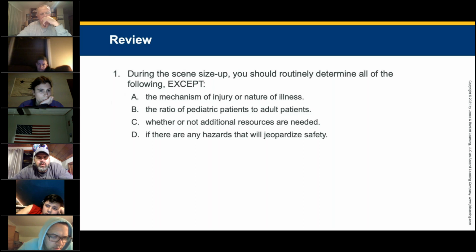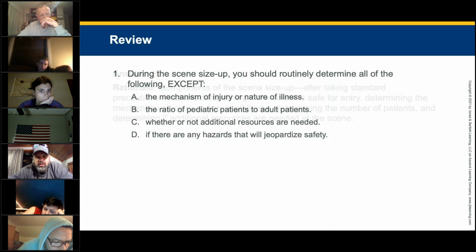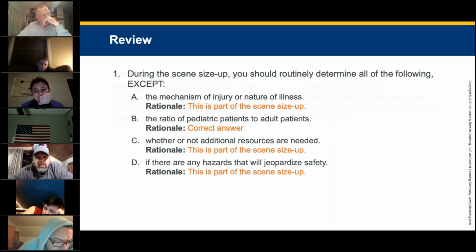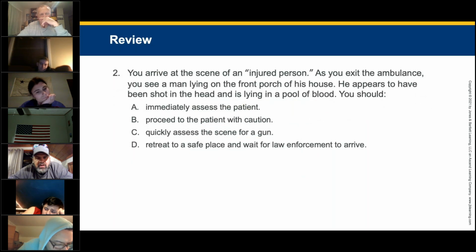All right, very good. B. You arrive at the scene of an injured person. As you exit the ambulance, you see a man laying on the front porch of his house. He appears to have been shot in the head and is lying in a pool of blood. What should you do?